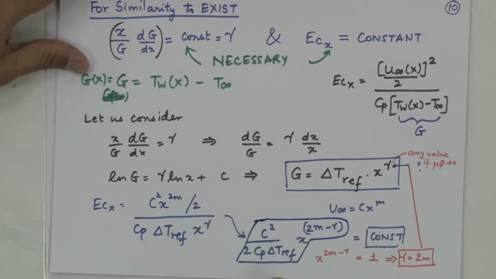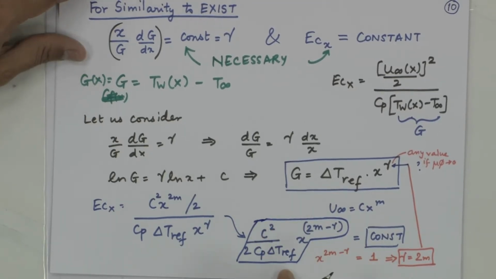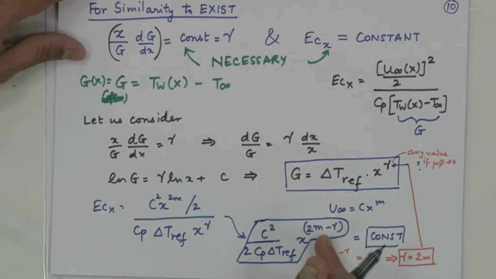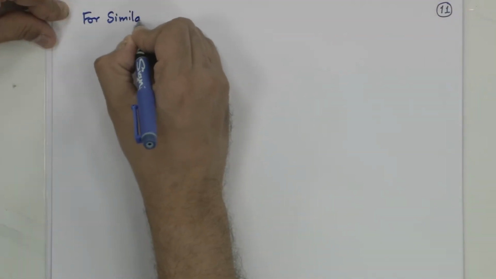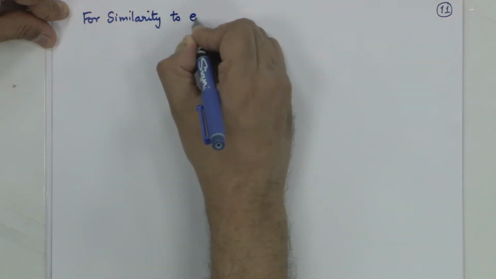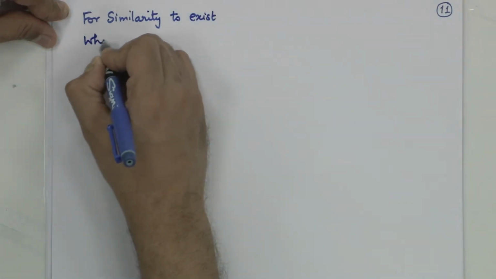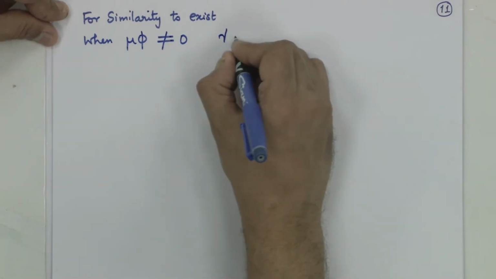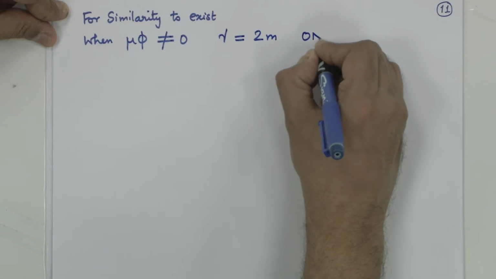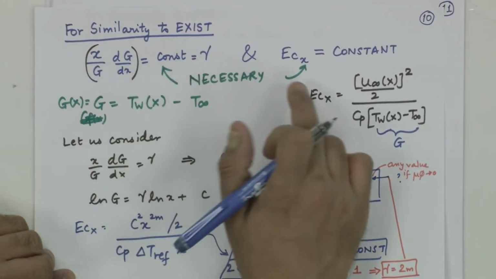And for this to be a constant, c is a constant, cp is a constant, delta T reference is a constant. This also has to be a constant, which means gamma should be equal to 2m. So for similarity to exist, when viscous dissipation is not equal to 0, then gamma can take the value 2m only, because we have to satisfy both these and they are not mutually exclusive.